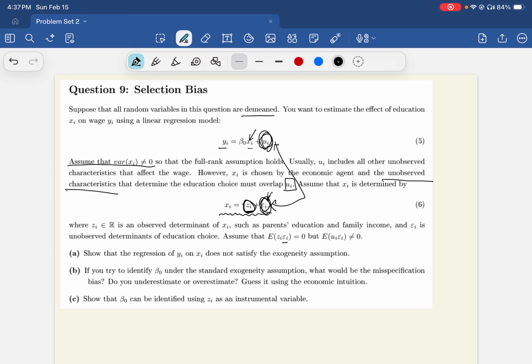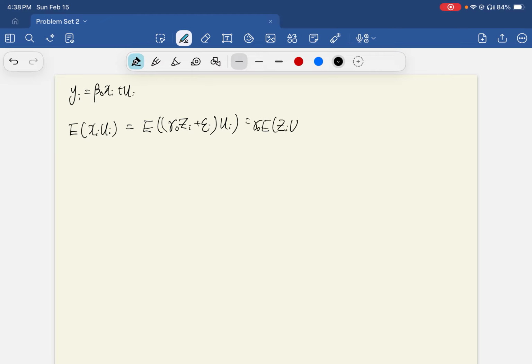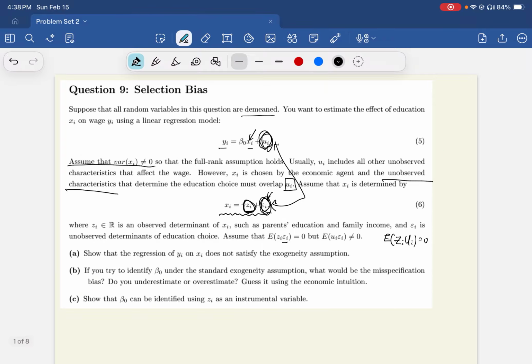I forgot to say that Z should be uncorrelated with u. Sorry about that. So, show that the regression of y on x does not satisfy the exogeneity assumption. Okay, it's pretty simple. You are estimating this model, and we need to verify this equals 0. But X follows another structure like this, and we know the main problem is epsilon and u are correlated. So I will assume this is 0. Epsilon, z and u are uncorrelated, but this is not 0. So as a result, this is not 0. That is endogeneity. Okay, that was part A.